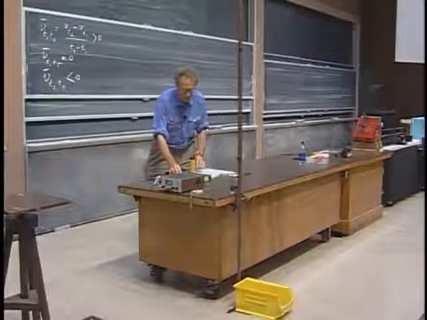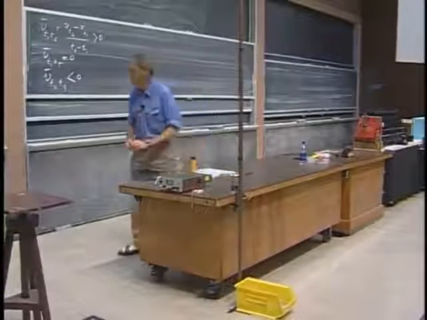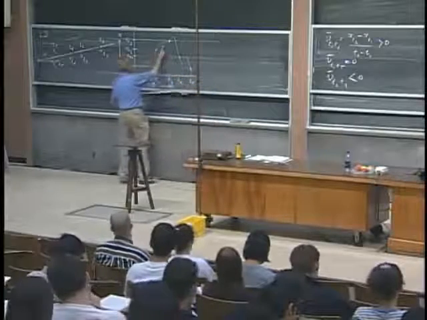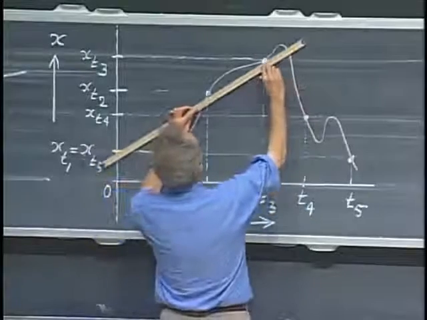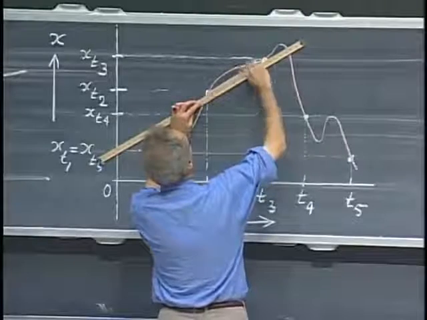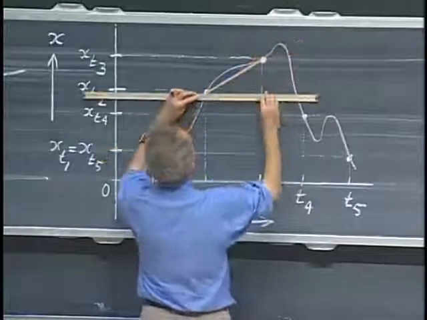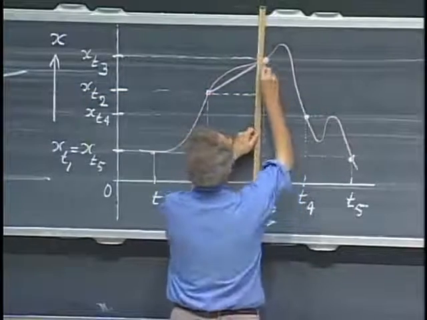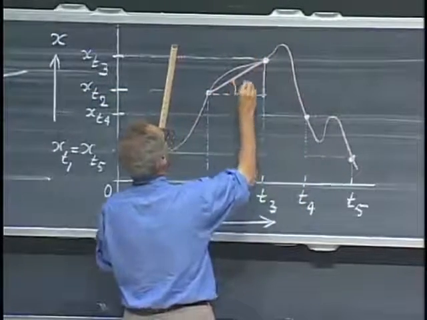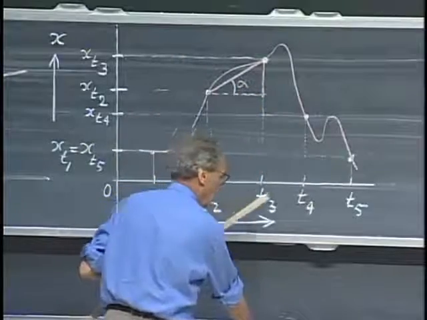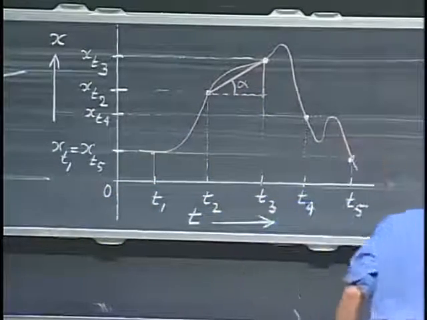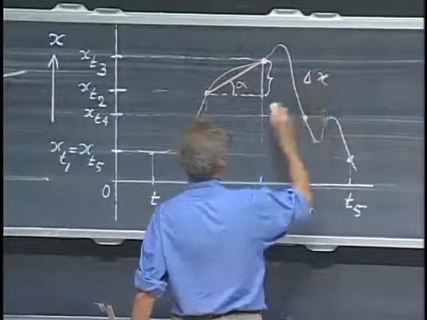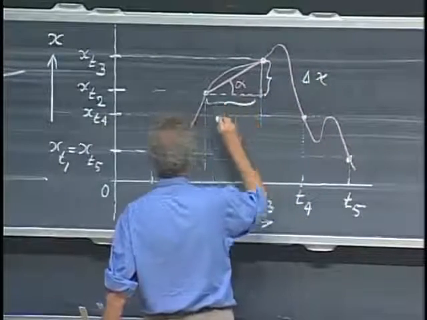And now we will look at the average velocity in a somewhat different way. Say I choose my time t2 and t3. I draw here now this line. And this angle I call alpha. And this part here I call delta x. And this here is delta t.